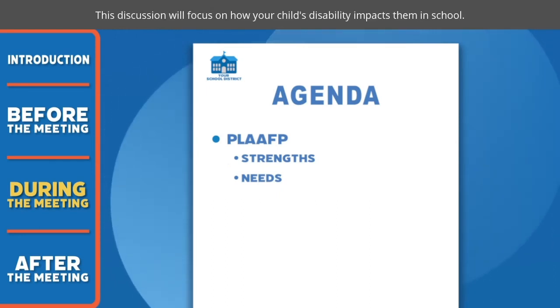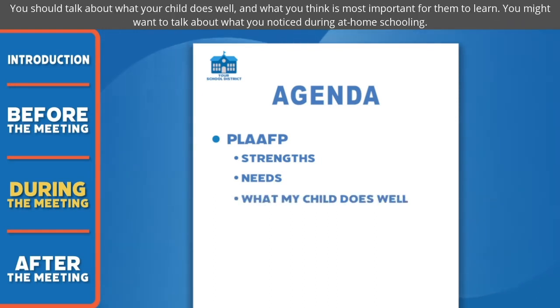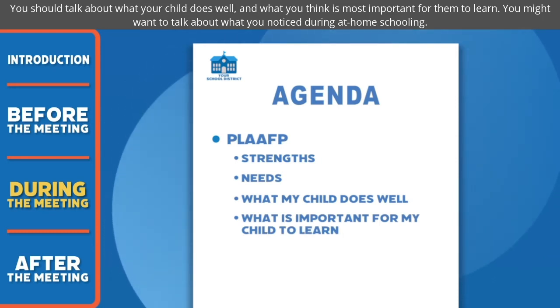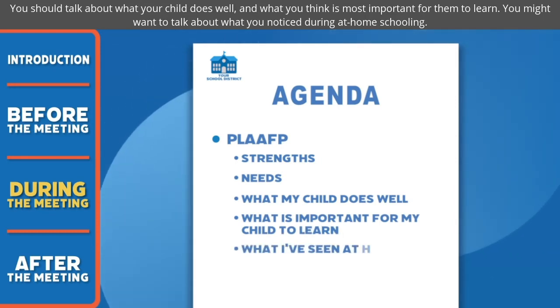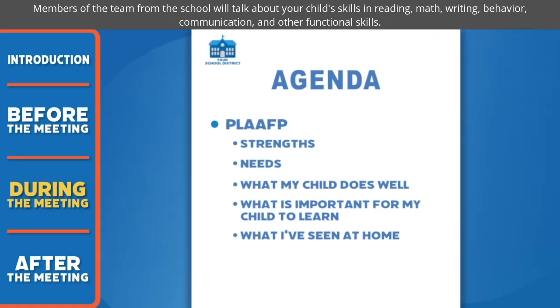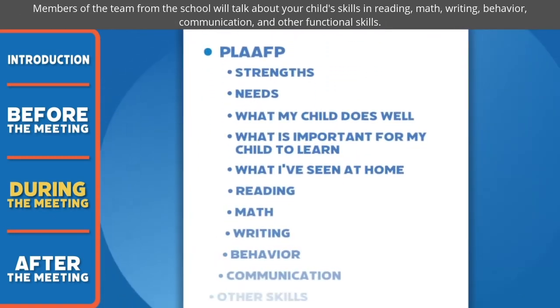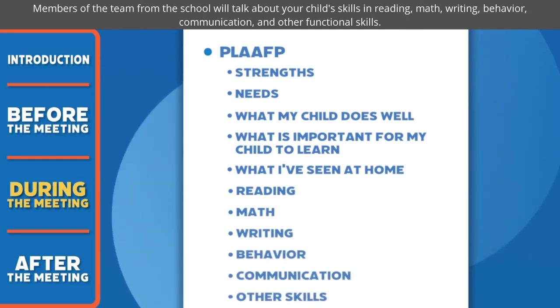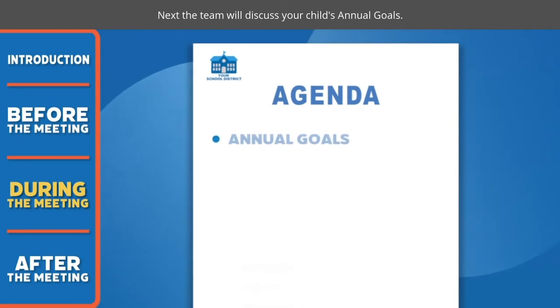This discussion will focus on how your child's disability impacts them in school. You should talk about what your child does well and what you think is most important for them to learn. You might want to talk about what you noticed during at-home schooling. Members of the team from the school will talk about your child's skills in reading, math, writing, behavior, communication, and other functional skills.